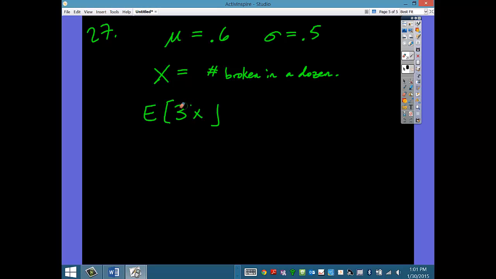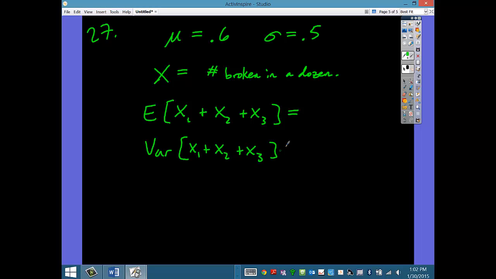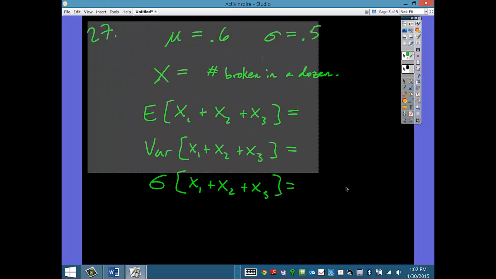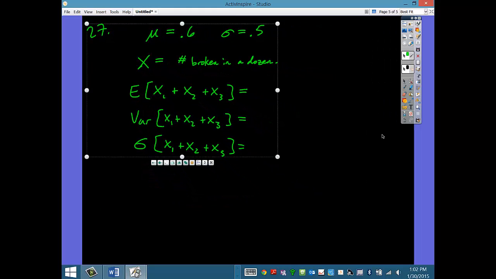We have to treat each carton as a separate random variable. In other words, I have carton 1 plus carton 2 plus carton 3. Each of these is a random variable, so this one represents the number of broken eggs in the first one, x sub 2 is the number of broken eggs in the second one, etc. So now I'm finding the expected value of this total and the variance of the total and the standard deviation of the total.